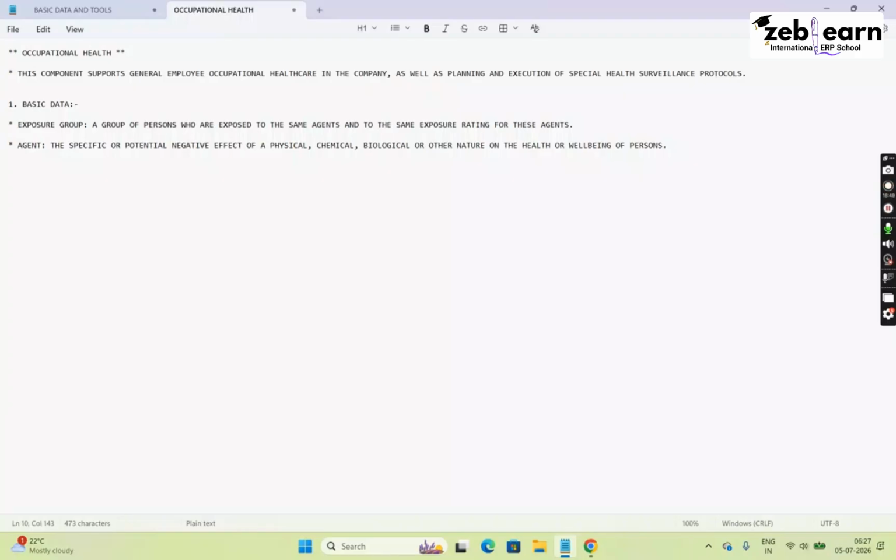So it can be anything, not only physical, chemical or biological agents. Even if you are exercising too much, though exercise is good for you, if it is causing a lot of strain on your body, that is also one kind of hazard. You are under a hazardous exposure. So all these things that are going to affect you negatively in any form are considered an agent.